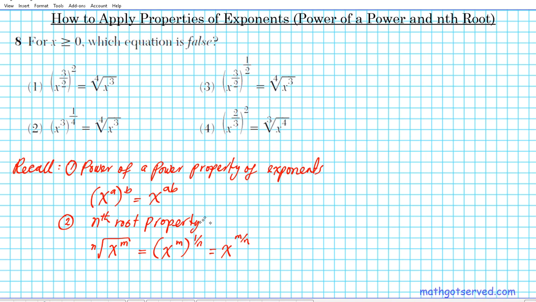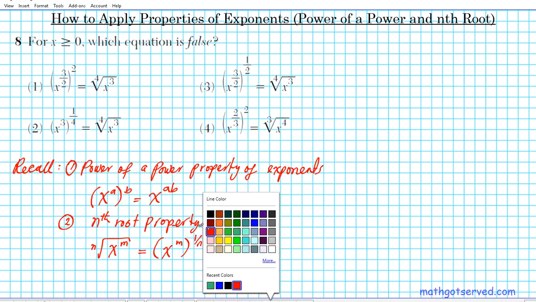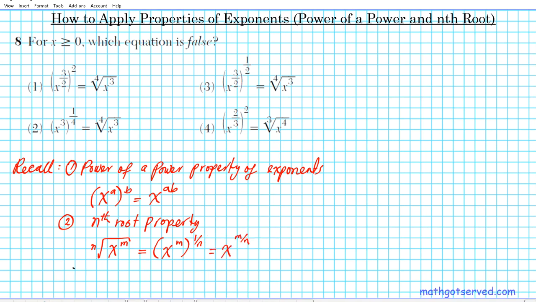Now, let's go ahead and apply this to all the problems, and whichever one fails, that's automatically the answer because we were looking for which one is false. Option number 1, we have x to the 3 over 2 raised to the third power. Is this equal to the fourth root of x to the third? If it's false, then that's the answer we're looking for.